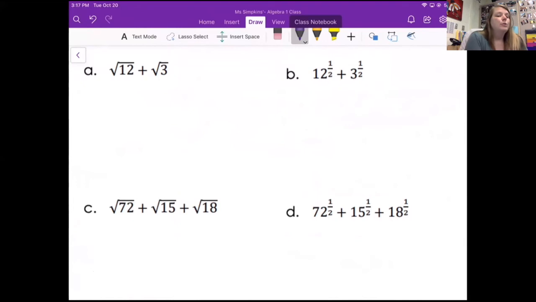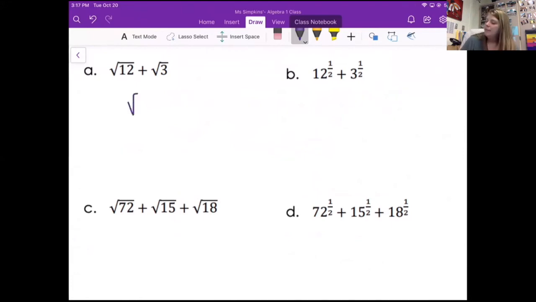We can't add those right now because you can only add things that have the exact same number under the radical. Just like terms, they both have to have just an x, or an x squared, to be able to add them. But we can do something. I want you to think back to Friday.